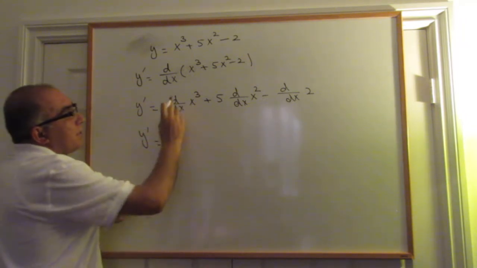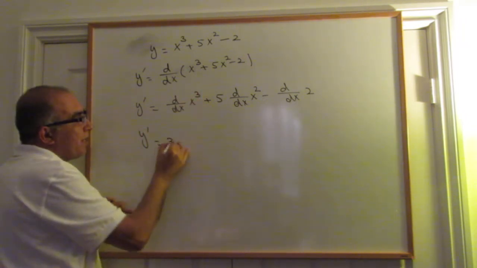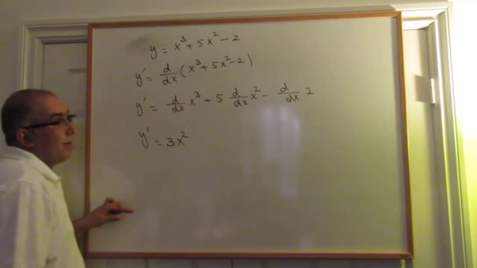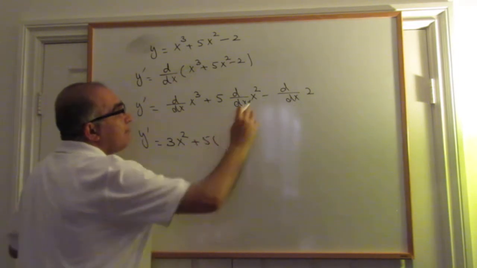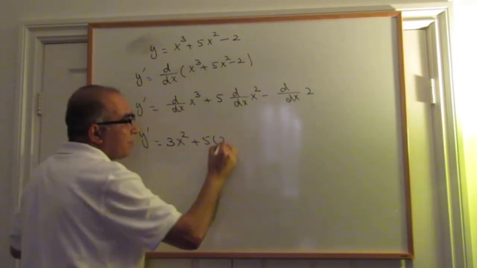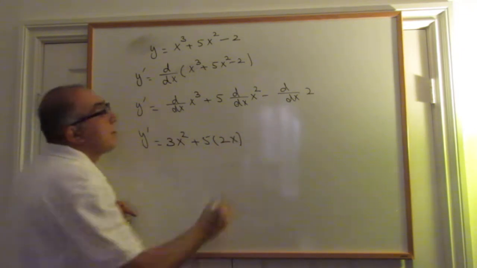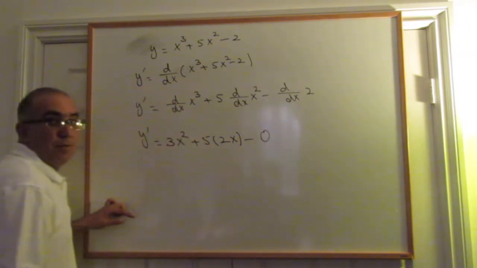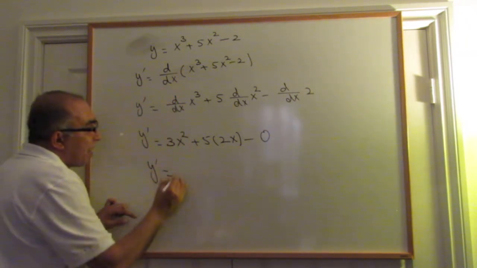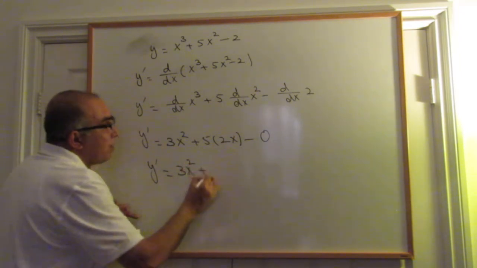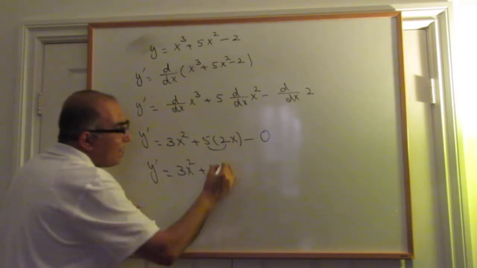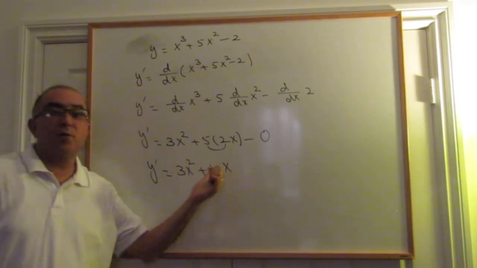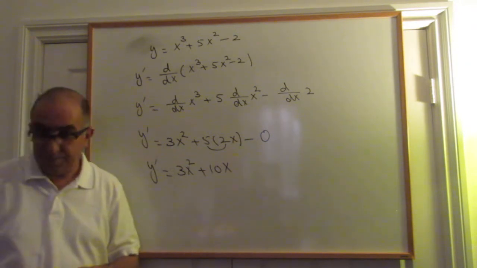Y prime equals d dx of x cubed is 3x squared. 3 times 1 minus exponent. Plus 5 times d dx of x squared is 2x. Minus the derivative of a constant number is 0. Then y prime equals 3x squared plus 5 times 2 gives me 10x minus 0. It means y prime equals 3x squared plus 10x. Correct?